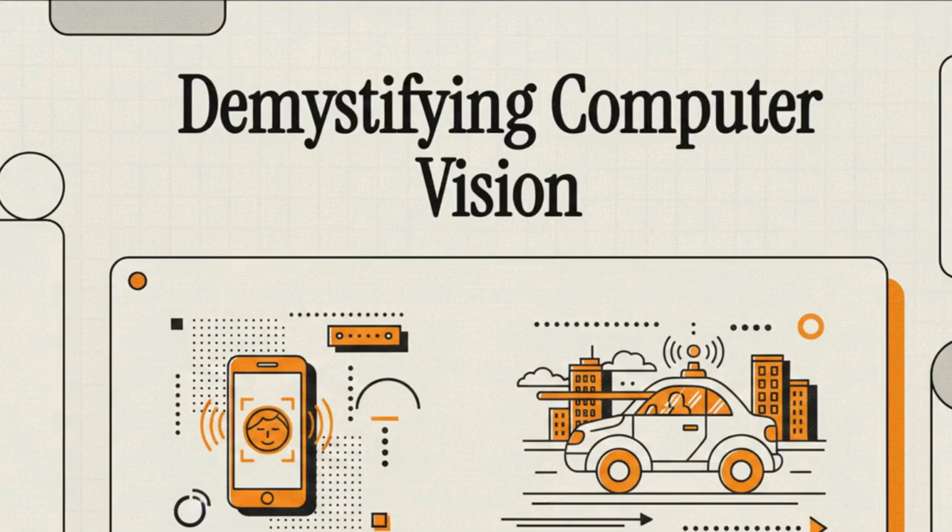Welcome to this explainer. Look, if you've been tracking modern tech, you already know that computer vision is basically the invisible architecture driving our entire world right now. From the biometric authentication unlocking the phone in your pocket, all the way to autonomous vehicles navigating complex, chaotic cities, we are entirely reliant on machines that can somehow see. But how exactly do they do it? Well, today, we're going to break the whole thing down.